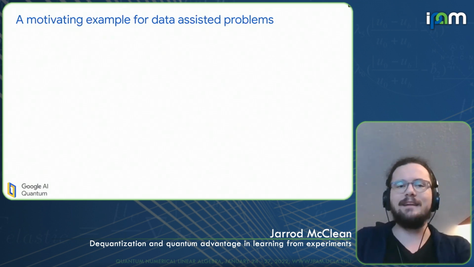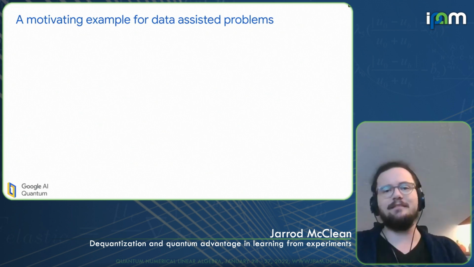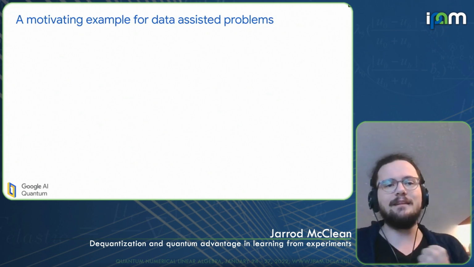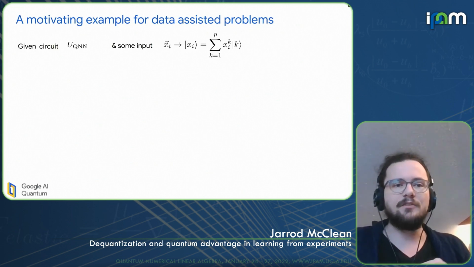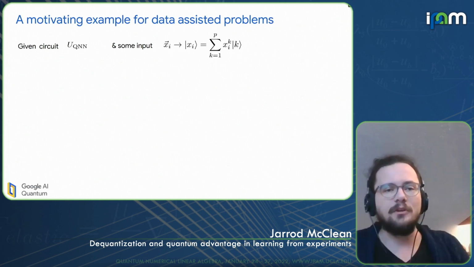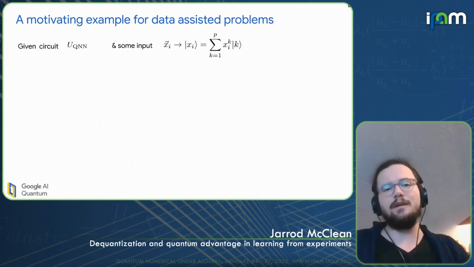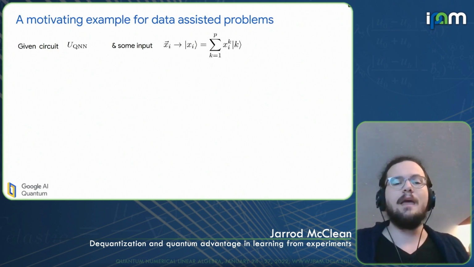So what's a motivating example for this type of data assisted problem, so you can at least see what I'm talking about? Imagine I'm given some quantum circuit. I'm just going to call it U, Q, and N for some reason. And then I'm going to have some input, and I'm going to encode that input. Say it's just P classical numbers.